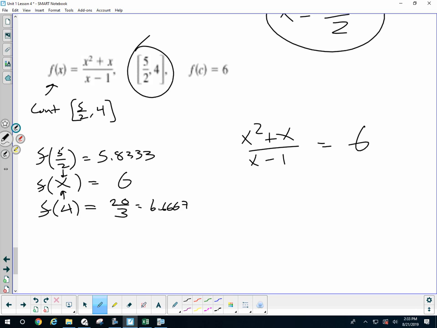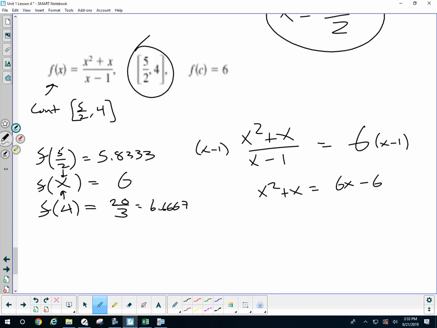You factor the numerator. I still got this denominator that's bugging me out. Yeah, why don't we multiply both sides by x minus 1? That way, everything's on the same level. How do I solve this?